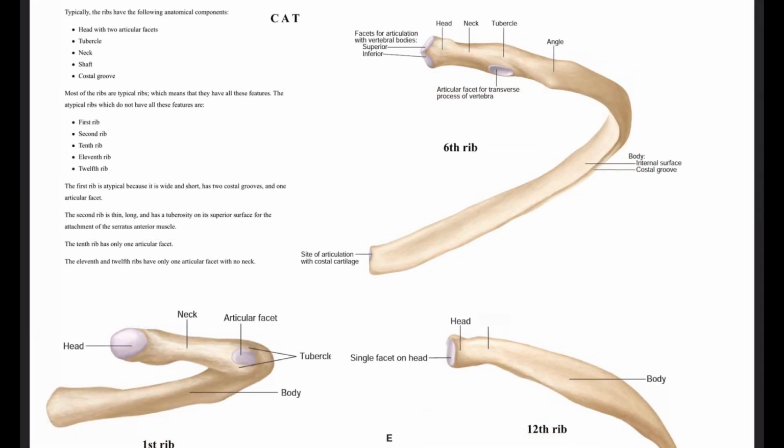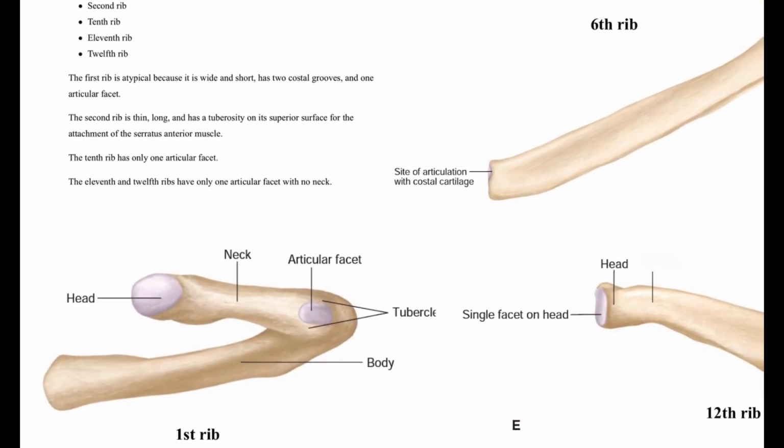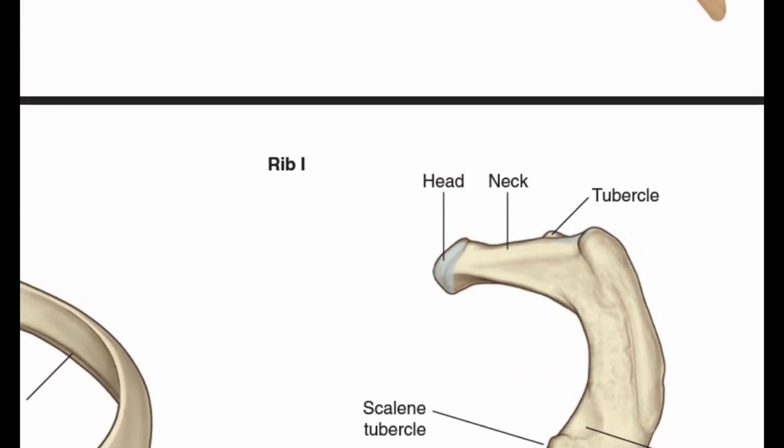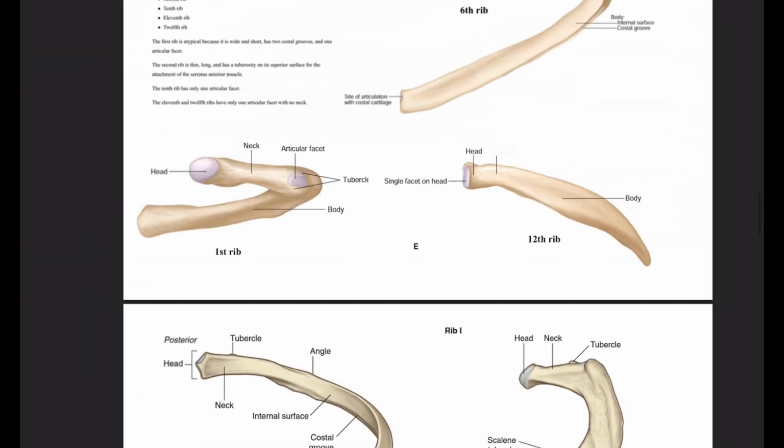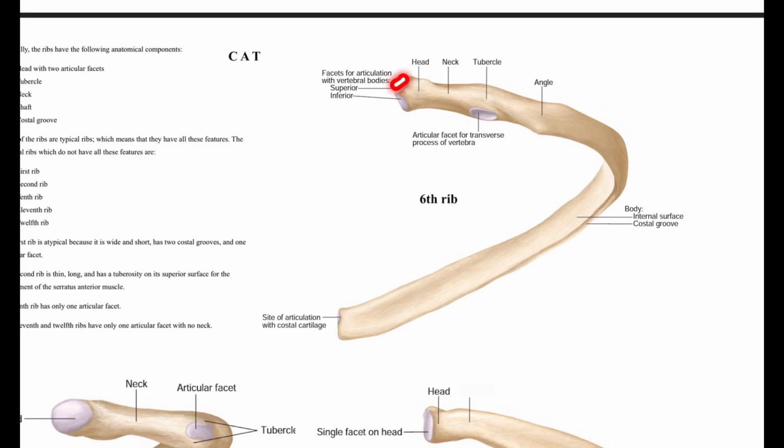So now let's discuss the general characteristics of atypical ribs. Let's take the first rib as an example. The first rib has the greatest curvature and it is the shortest. The head has a single articular facet for the T1 vertebral body, and the tubercle is thick and prominent. You can see the tubercle is very thick and prominent here.